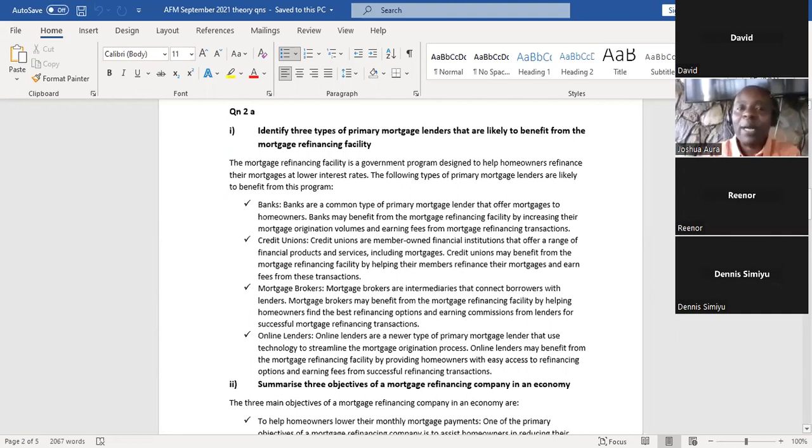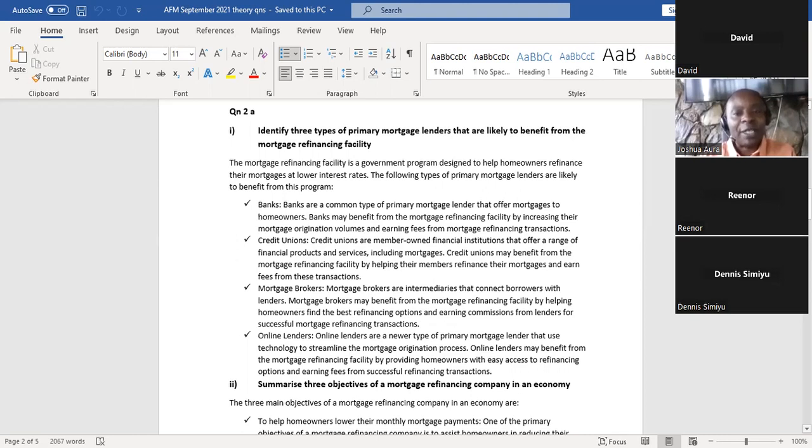So then we have banks. Banks originate those mortgages. The mortgage refinancing company buys loans from these banks. When they buy loans from the banks, of course, banks will lose the high interest rate they would have earned, but they will earn some processing fees. So banks are a common type of primary mortgage lender that offers mortgages to homeowners.